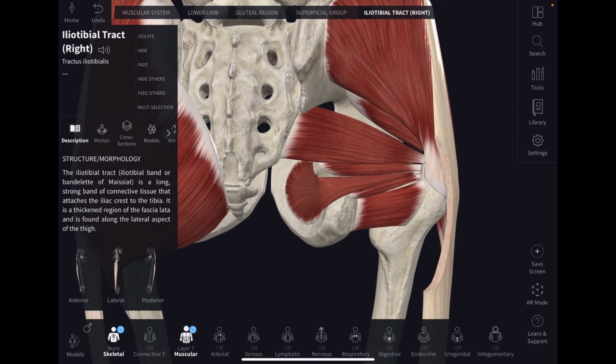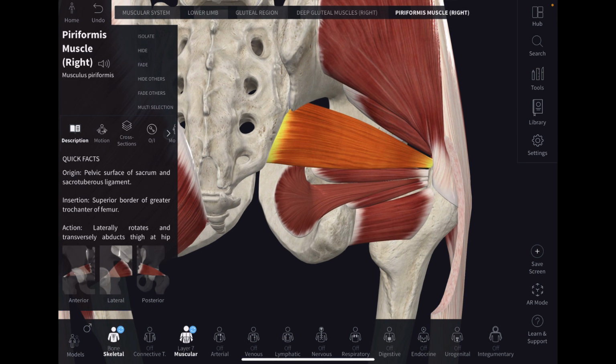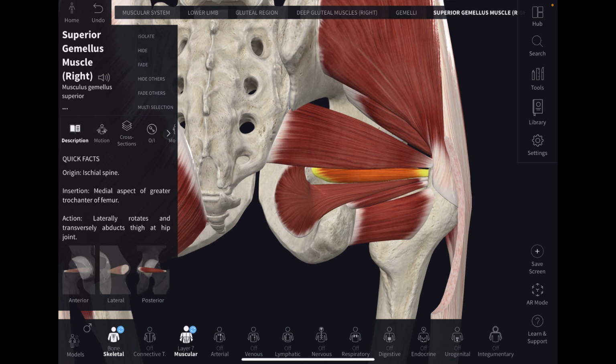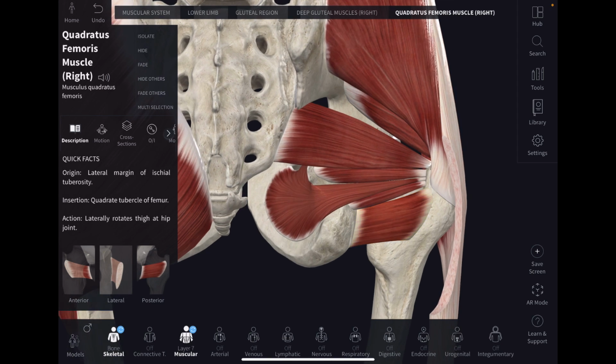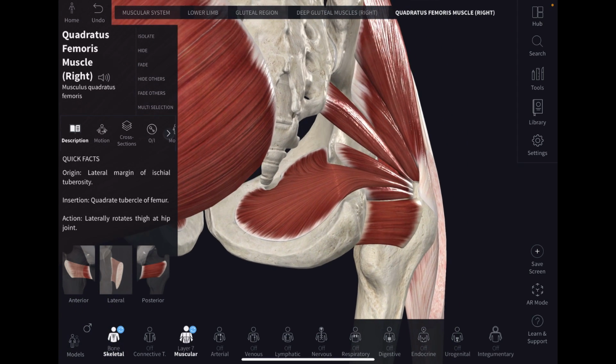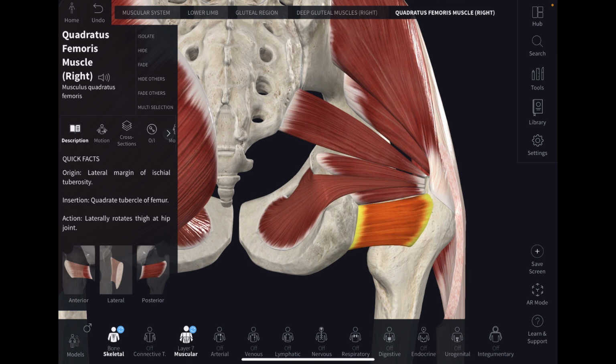The deep rotators, the piriformis, superior gemellus, obturator internus, inferior gemellus, and quadratus femoris, all attach from the pelvis to the greater trochanter region. Their main role is lateral rotation and hip stability.